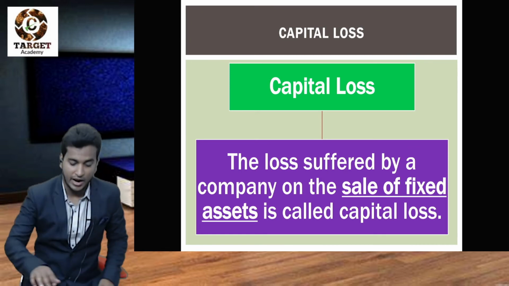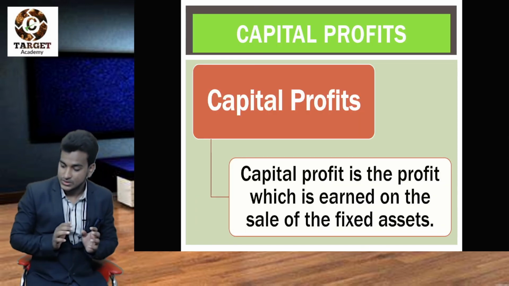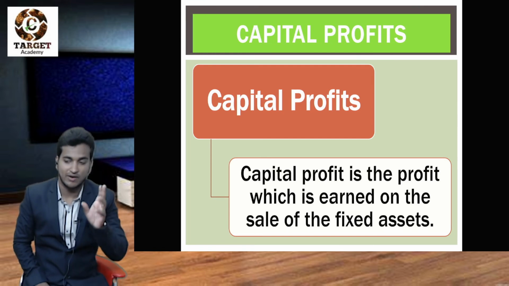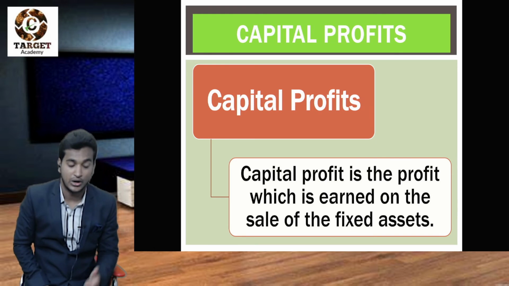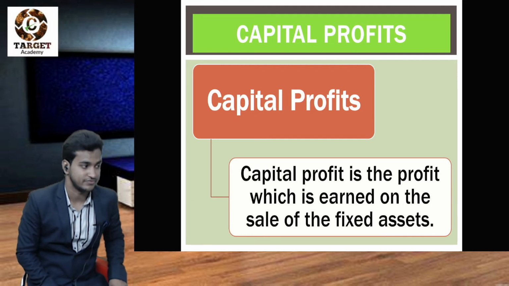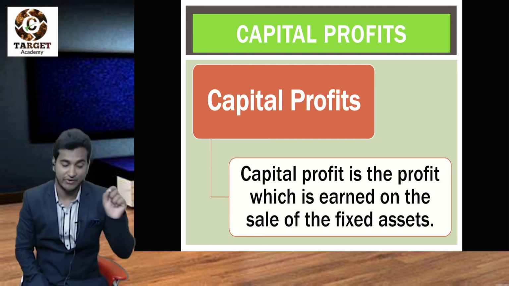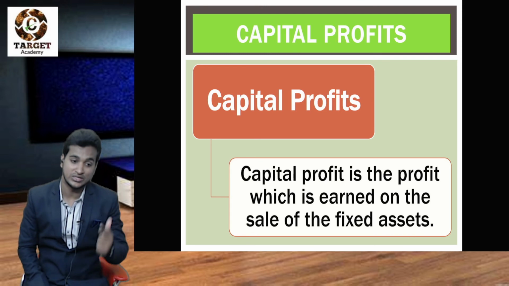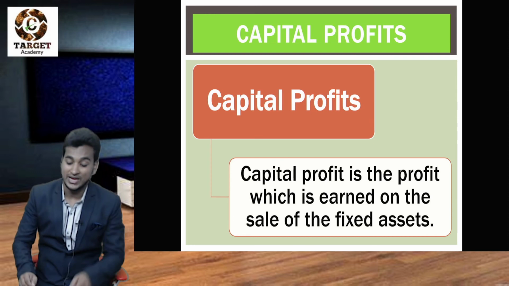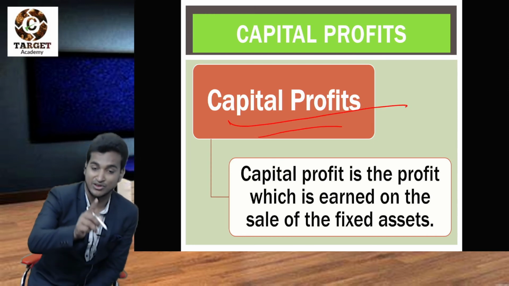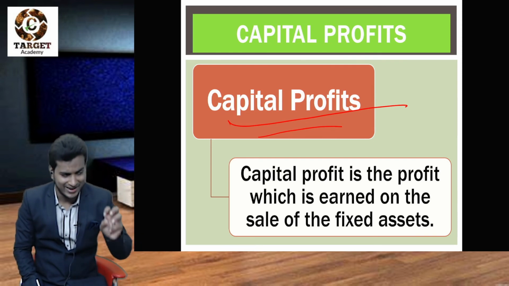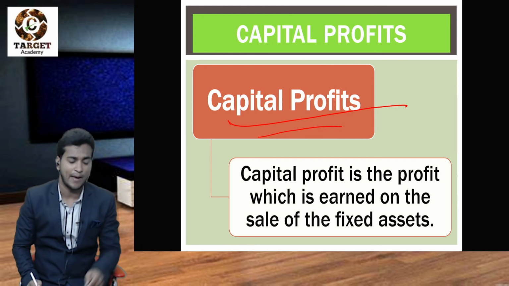Let me take an example for capital profit. We have a land. The cost of land is 2 crores, and we are selling the land today for 5 crores. Selling at 5 crores, purchased at 2 crores. The balance of 3 crore is my profit. That is my capital profit, not revenue profit. That means profit earned on sale of fixed asset is capital profit.